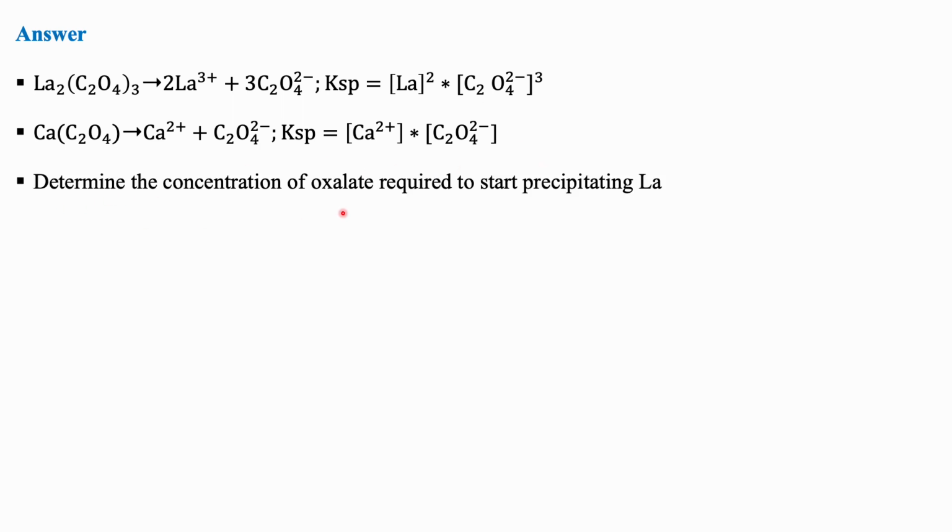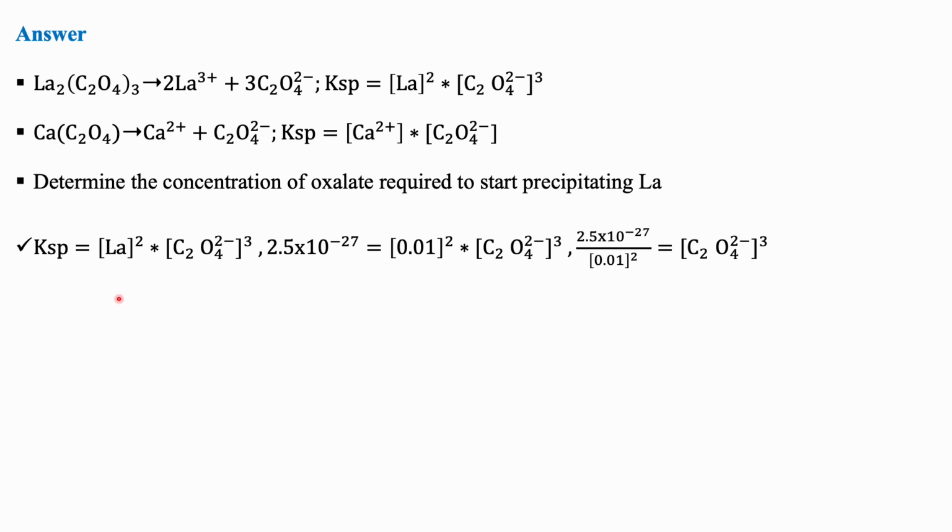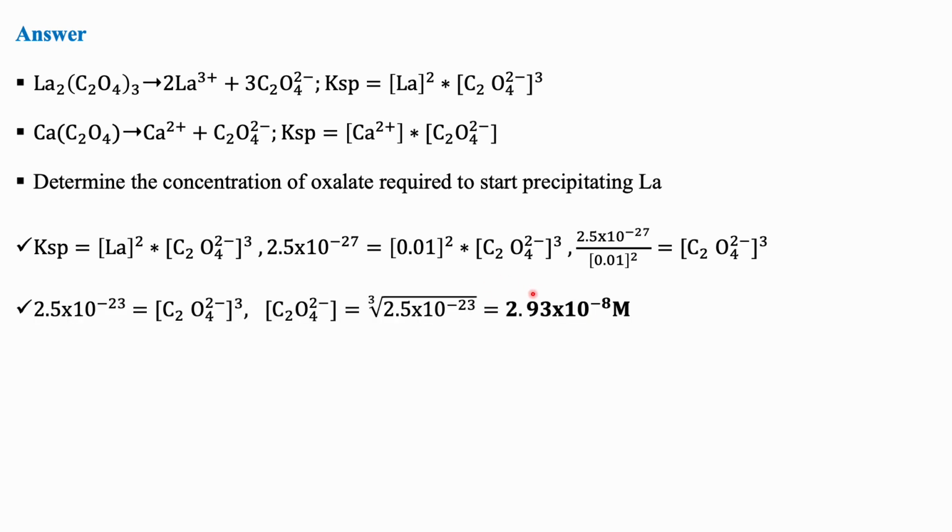Then we can determine the concentration of oxalate required to start precipitating the lanthanum. Here we replace the KSP with its value, and we also replace the lanthanum concentration, which was given in the question as 0.01. Then we calculate the concentration of oxalate required to start precipitating the lanthanum. After the rearrangement and calculation, we find that this concentration is equal to 2.93 times 10 power negative 8 molar. This is the concentration of oxalate required to start precipitating the lanthanum.